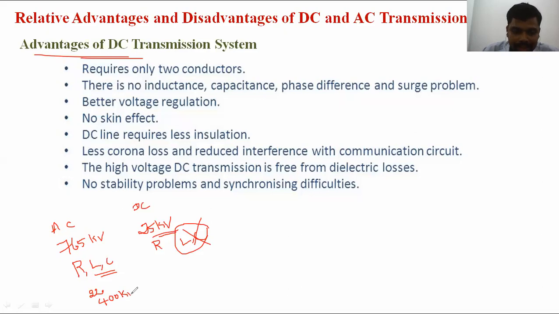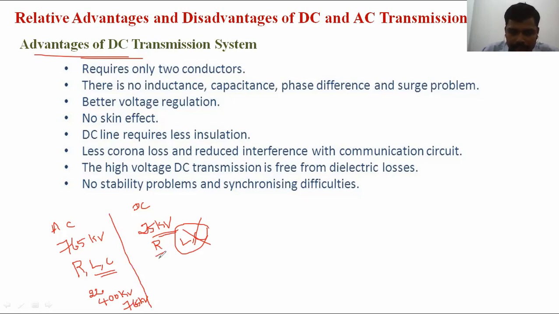That is, 6 conductors are required. If you go for 765 kV in a single phase, 4 to 6 conductors are required. If the number of conductors is increased, the losses are also increased. This we will discuss elaborately in the next class.